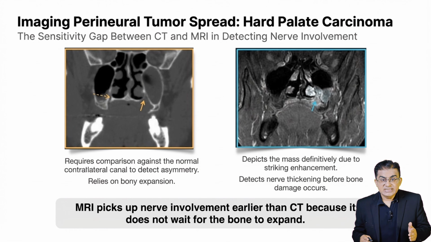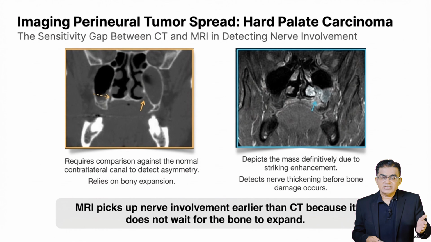And this brings us to the dangerous clinical trap we fall into if we only order CT scan. Look at these two coronal cuts. If you only have a bone window CT like the image on your left, you are basically forced to play a guessing game. You have to constantly look back and forth, comparing the affected side against the normal contralateral canal, just hoping to detect a slight asymmetry. You are entirely reliant on the bone expanding.